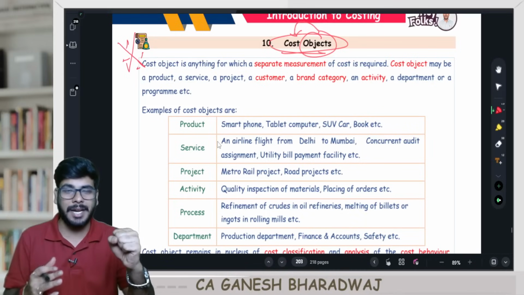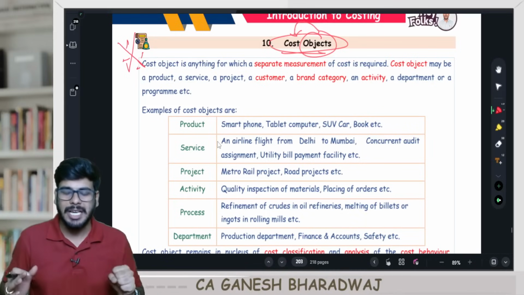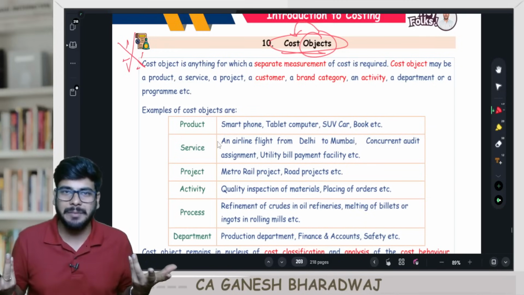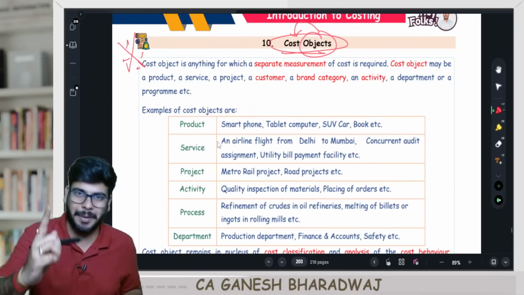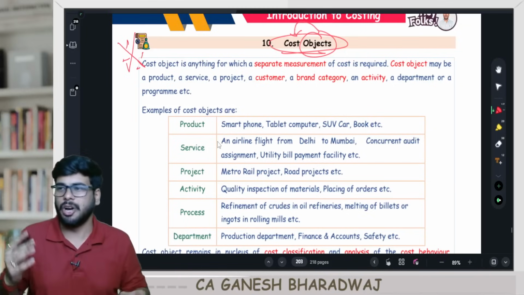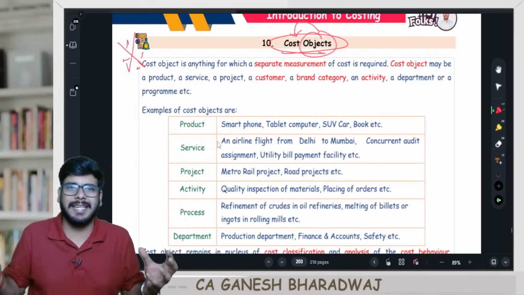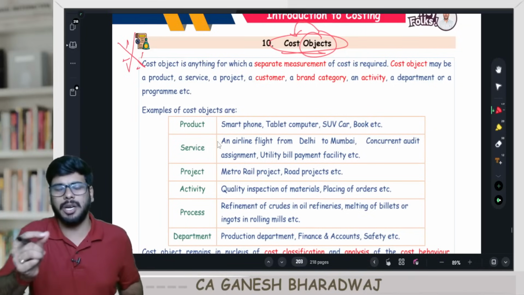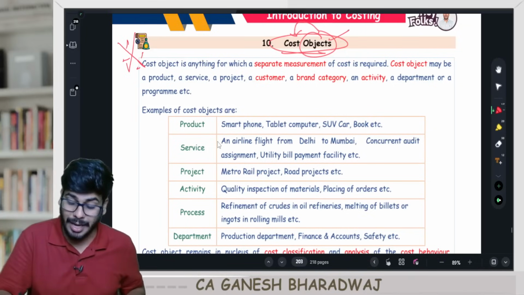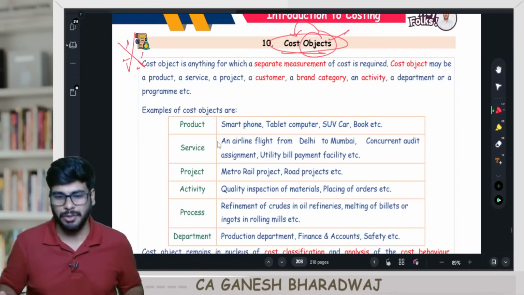It needs to stand along with a cost object. If I just say 20 rupees, it doesn't make any sense. I will say 20 rupees per pen, or 10 rupees per hour, or 5 rupees per unit, as the case may be. So for what you are computing the cost is called a cost object. Are you clear with this?